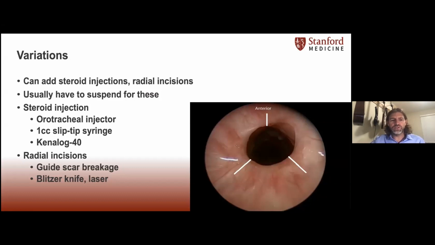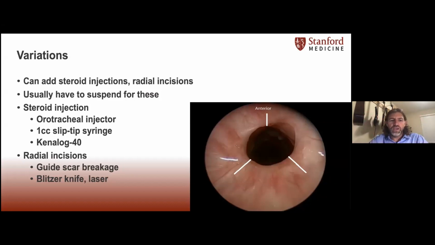So the radial incisions, I think that the biggest point about this is that you don't necessarily need to make a full thickness incision. You can, but it really just sets the stage for creating points of weakness that the balloon will then preferentially break down the scar.